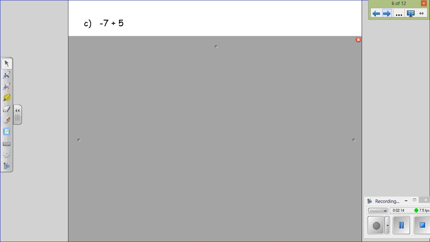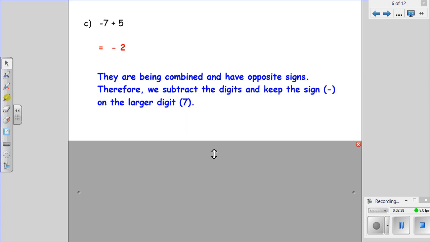-7 + 5. Again, I'm combining integers. I need to look at the signs. The signs are opposites, so I subtract the digits. 7 take away 5 is 2. Is the answer positive or negative? Since the 7 is the larger digit, we keep its sign, so the answer is -2.